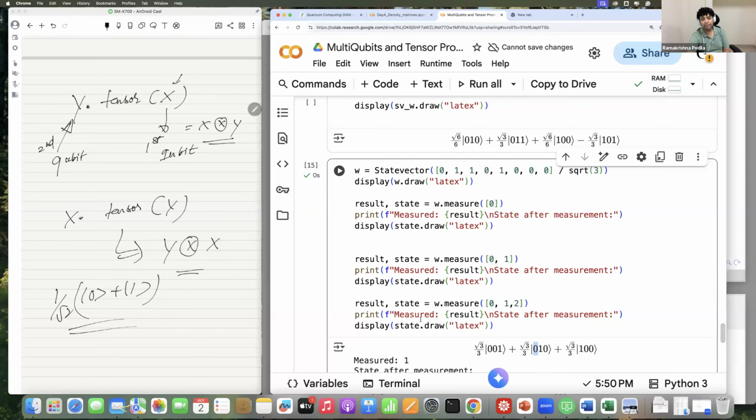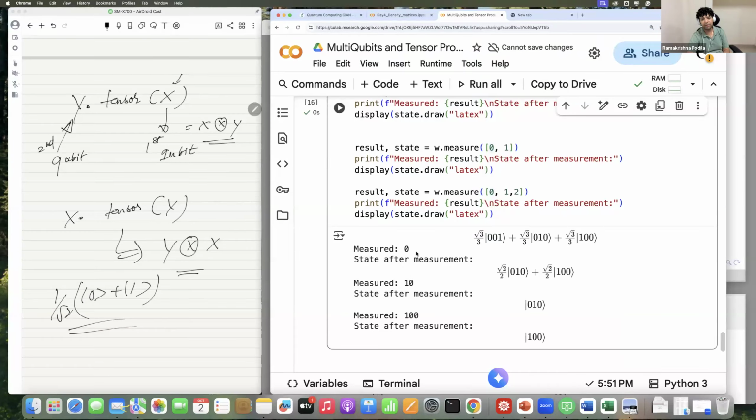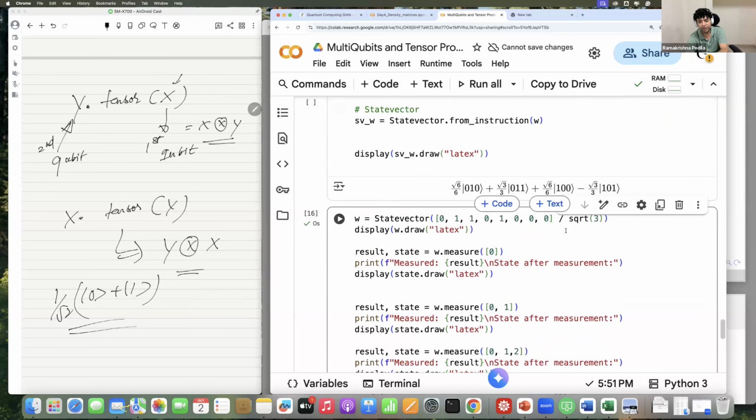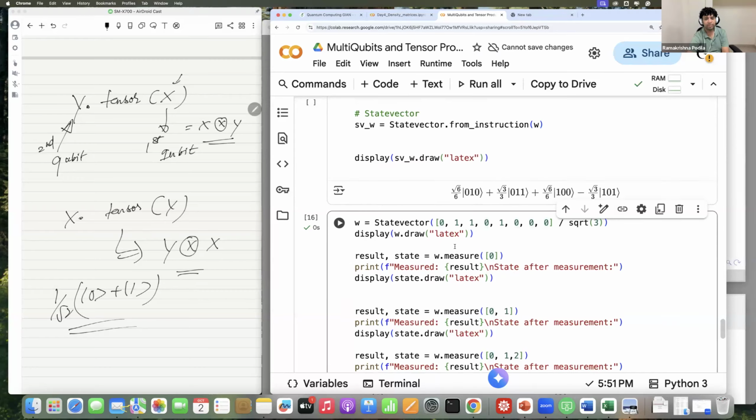So if I measure on the 0, this is indicating the qubit number, whatever qubit I'm measuring, then I get this state. I'm measuring the first qubit state, and on average I'm getting this. So you can change the state vector to be whatever it is, and then out of 3 qubits, I can just measure 1 qubit. That's what I'm trying to say. Does it make sense now? Yes.